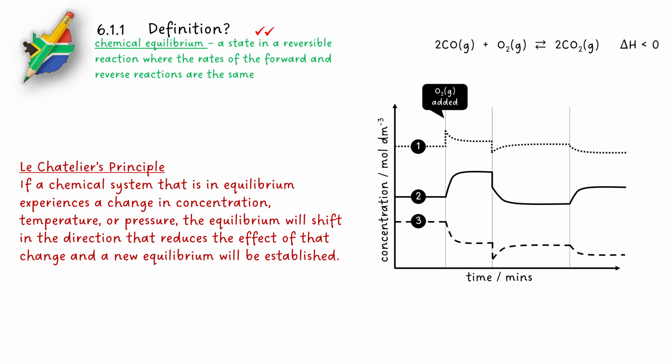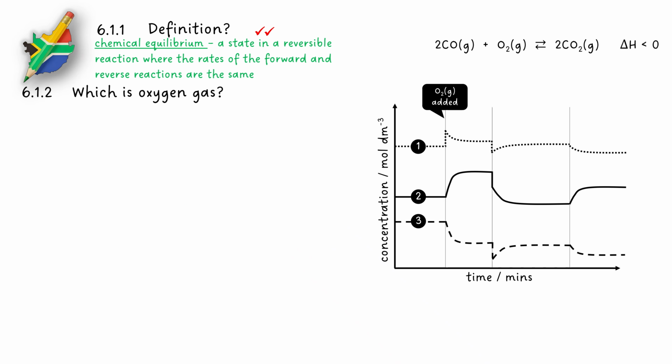So we are told that oxygen gas is added to the vessel. We need to identify which species, 1, 2, or 3, represents the oxygen reactant. So we need to look at what is happening here on the graph. Notice that when oxygen gas is added, reactant 1 immediately increases in concentration, and we can see this from the short vertical line. Since oxygen was added, and this species concentration immediately goes up, this species, species 1, must be oxygen. So oxygen gas is represented by 1.